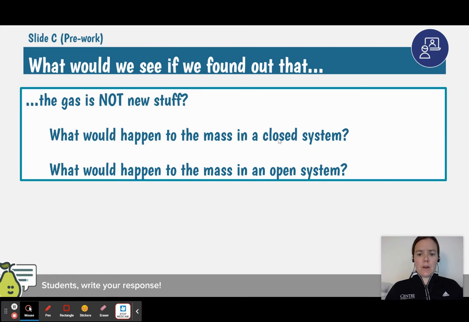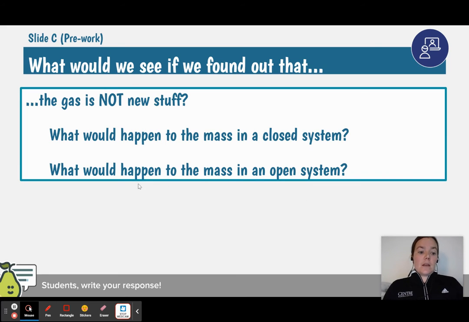So what we should think about here is that in this closed system, where it's Ziplocked tight, the gas that's created would not be able to be released. So everything would be contained. And even though gas doesn't weigh much, it does have a mass. So if it was not new stuff, and was something that was already there to start but was reacted and released, the mass wouldn't change in our closed system.